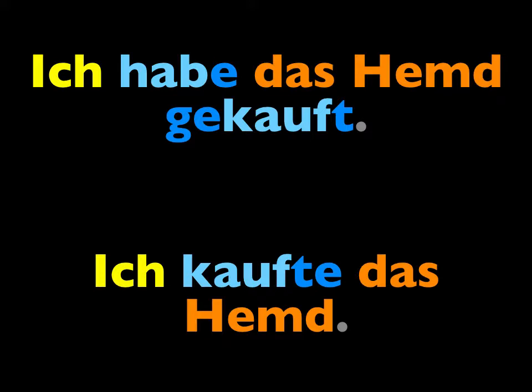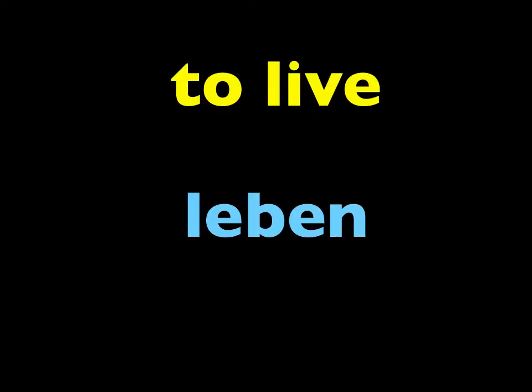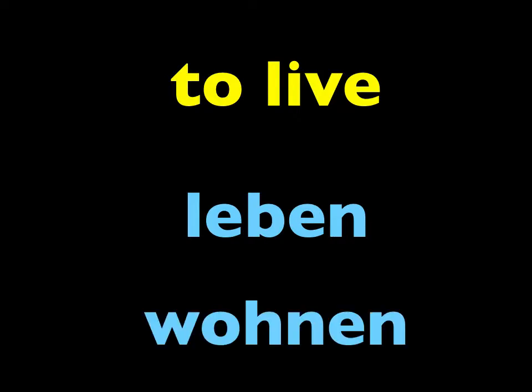To show that you understand how to form this tense, let's learn a new verb and apply it. The verb is leben, to live. Repeat that verb, leben. Again, leben. Now you've learned another word which means to live. It's wohnen. But that's used to talk about living somewhere, residing somewhere, that kind of living.